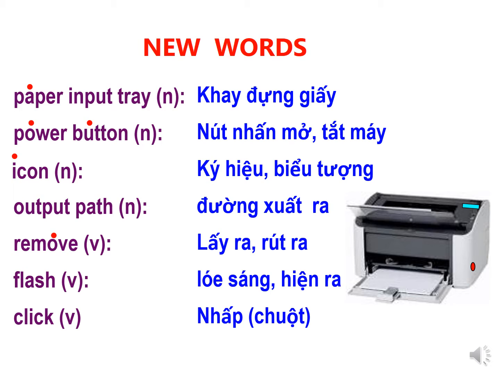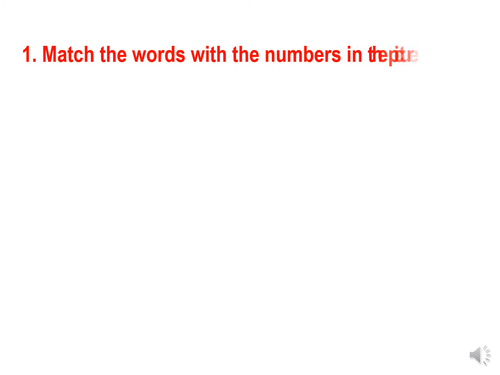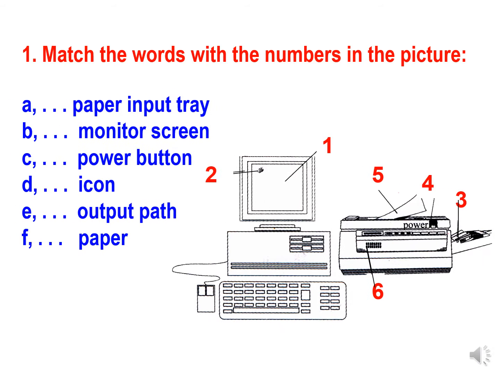Now we continue exercise 1. Chúng ta tiếp tục cái phần bài tập số 1 trong sách giáo khoa trang 142. Match the words with the numbers in the picture. Chúng ta sẽ nói những cái từ và những cái số trong bức tranh cho phù hợp.